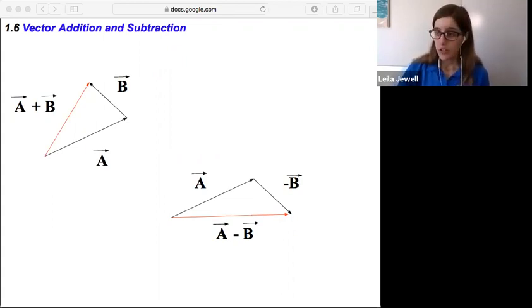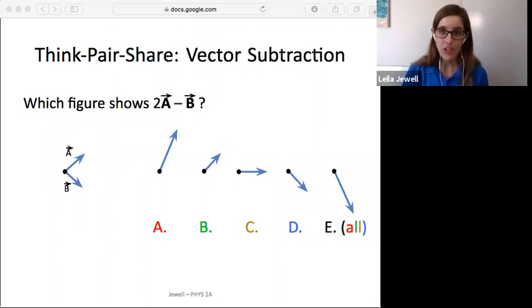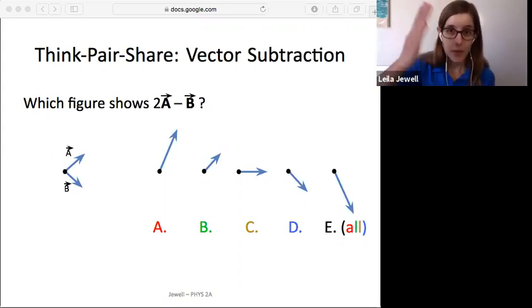I encourage you to try this yourself, and let's try it ourselves. Let's get some practice with a think, pair, share of vector subtraction. So which figure, which of the options, shows 2A minus B? This one's a good one. So I encourage you to think about this, come up with an answer if you have to guess, but think about it for some time and at least pick something. So go ahead and pause the video now.